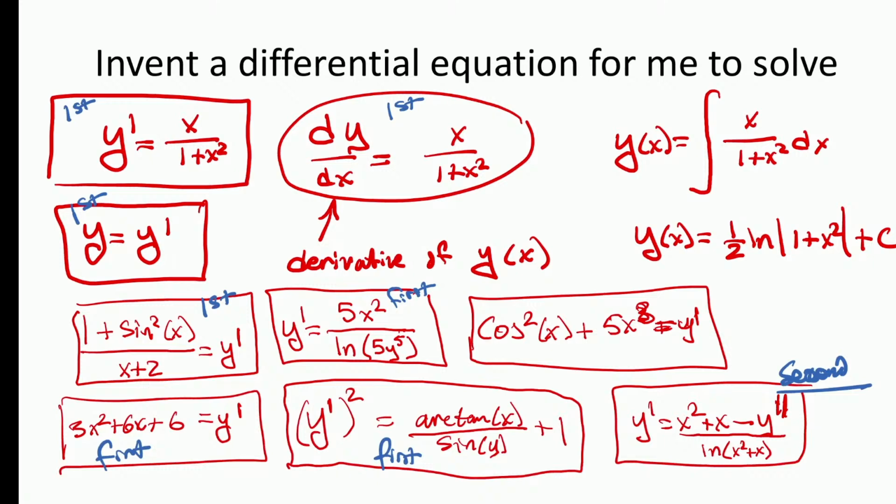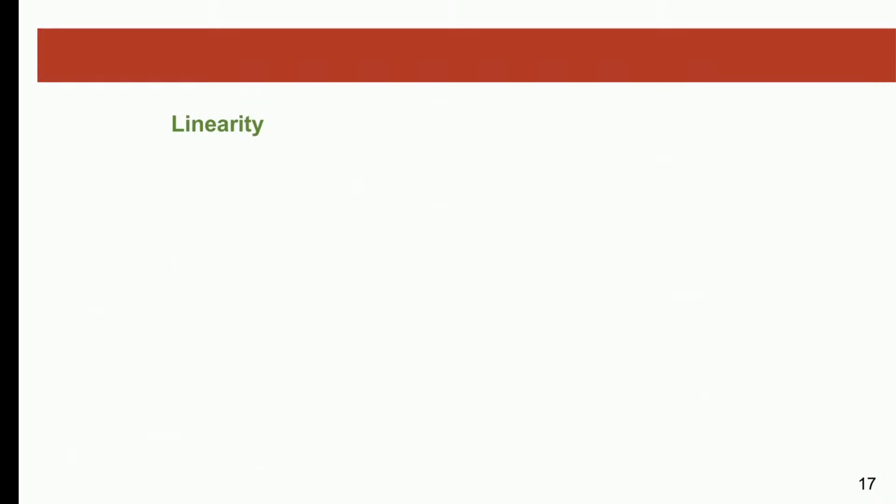Okay, so there's that. There's one other word I want to make sure we get because I see we're running low on time, and that is the word linear. So linearity, what does that mean?